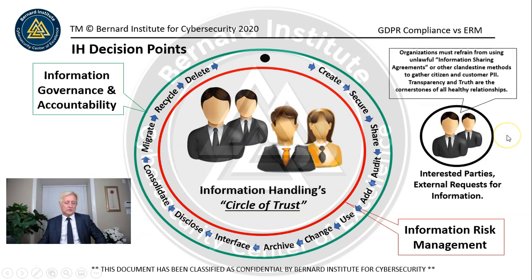And we got to abstain from doing some of their legacy practices. So organizations must refrain from using unlawful, for instance, information sharing agreements. This is an agreement that different ministries within the government signed many decades ago, before privacy was ever a concern. But they agreed that they would share personal information between ministries.